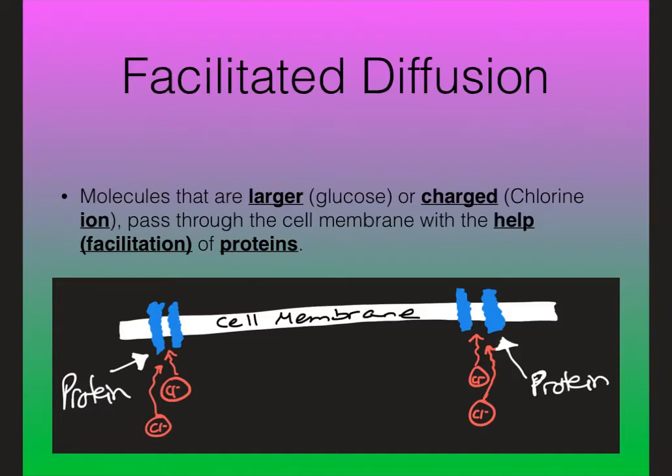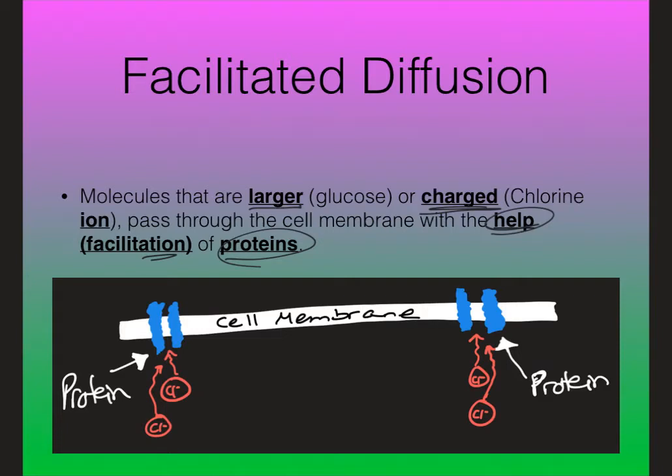Let's look at facilitated diffusion. With facilitated diffusion, we're still talking about the exact same thing. The only difference is that because some of the particles are either larger or charged, so they're ions, positively or negatively charged, they have to pass through the cell membrane with help, which is facilitation, with the use of a protein. So still no energy is used here, but a protein is needed to help these molecules pass through the cell membrane.